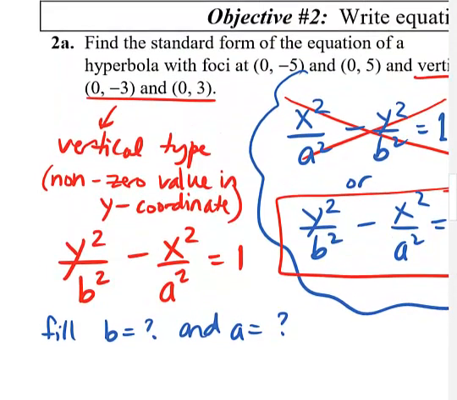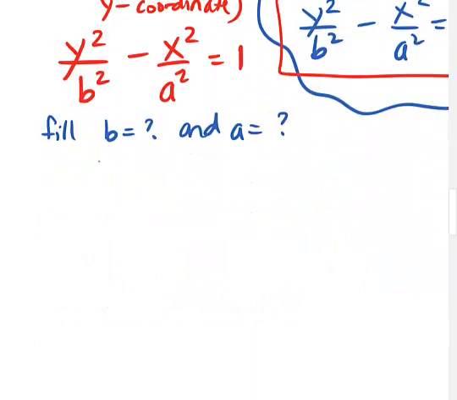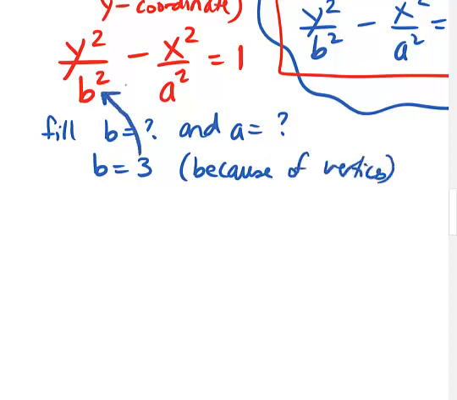So the one thing that would tell me a piece of this puzzle is that since it's a vertical type, the vertices should be 0, comma negative b and 0, comma b. So I think I could just match up the y coordinates and say b is 3, just because of the vertices. So we got b. I could fill that in if I wanted to. 3 goes there. Now the problem is a.